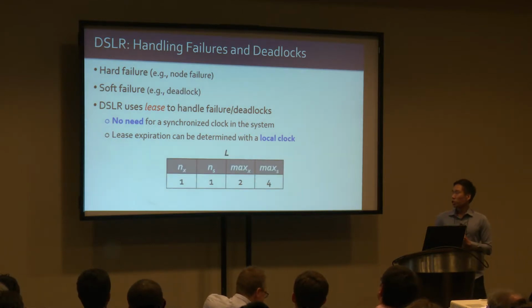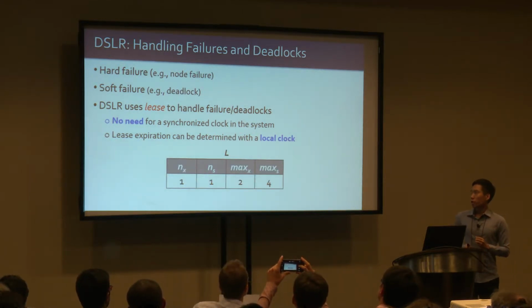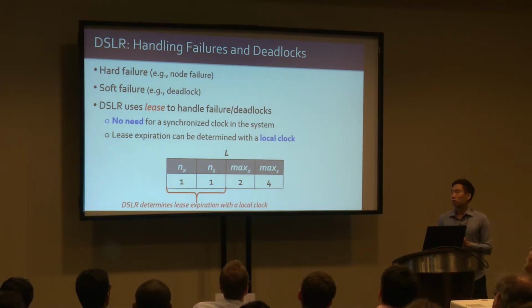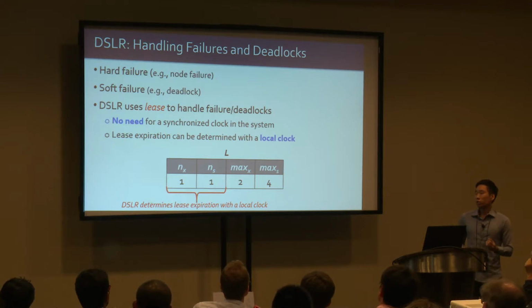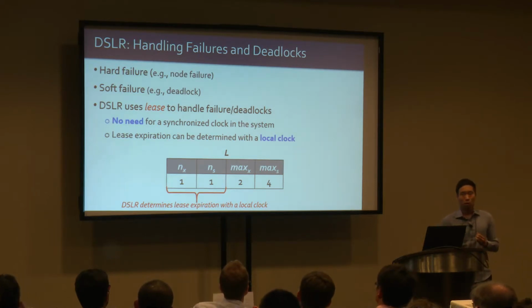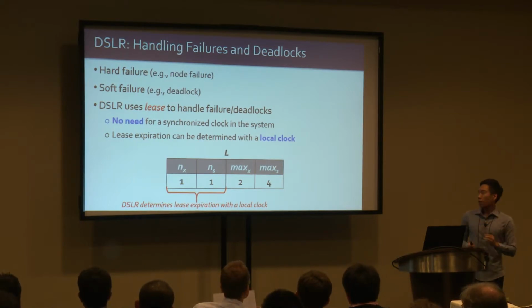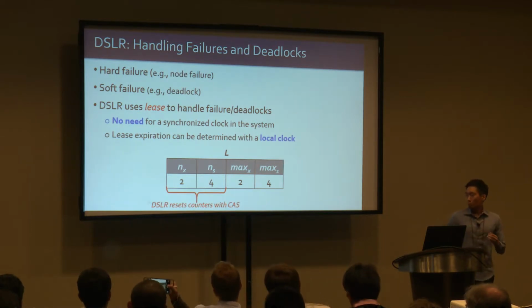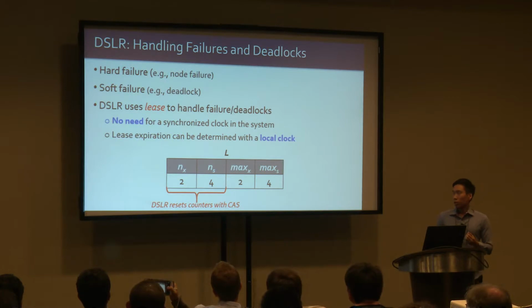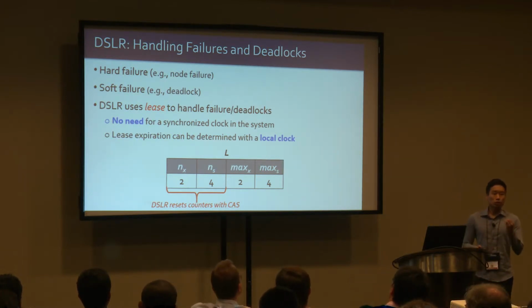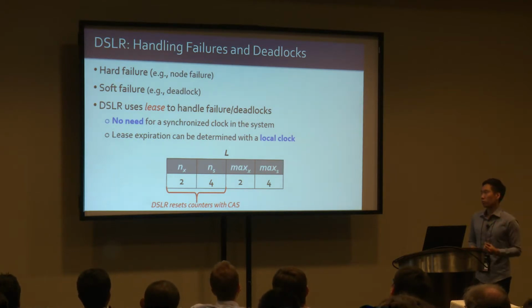In this example, suppose you are waiting on this object L, and by monitoring these counter values, DSLR can determine the lease expiration with the local clock by checking the last time any lock on L has been released. Once the lease expires, any subsequent transaction can come in and reset this counter with compare and swap, which allows all other transactions to come in, retry, grab the lock and proceed.